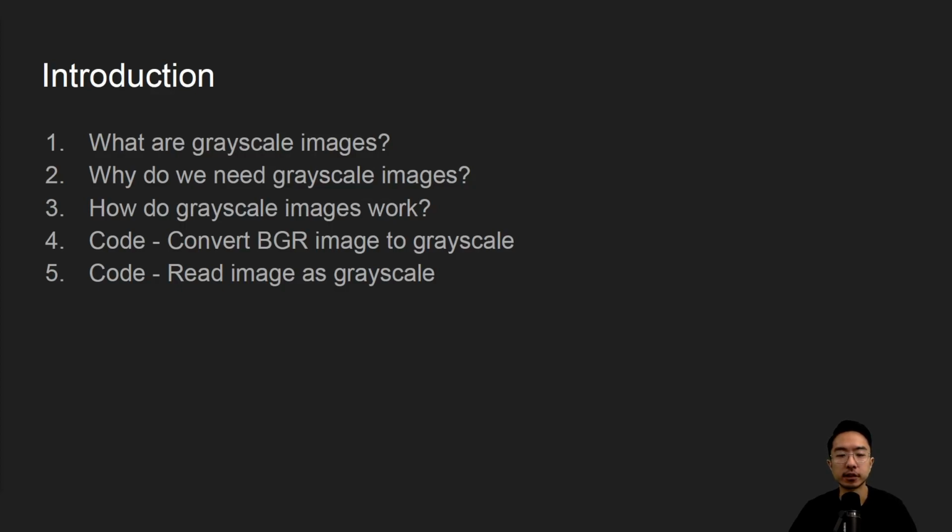All right, so in this video, we're going to talk about grayscale images. Start off by talking about what are grayscale images, why do we need grayscale images, how do grayscale images work, and then jump into some coding examples on how to convert a BGR image to grayscale, and then how to actually read an image as grayscale directly.